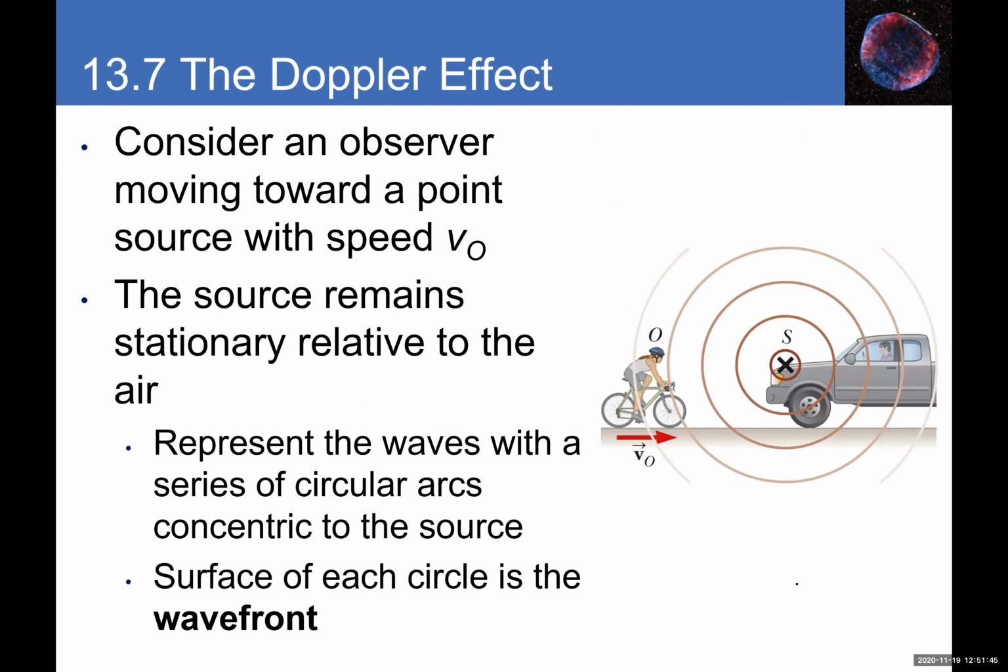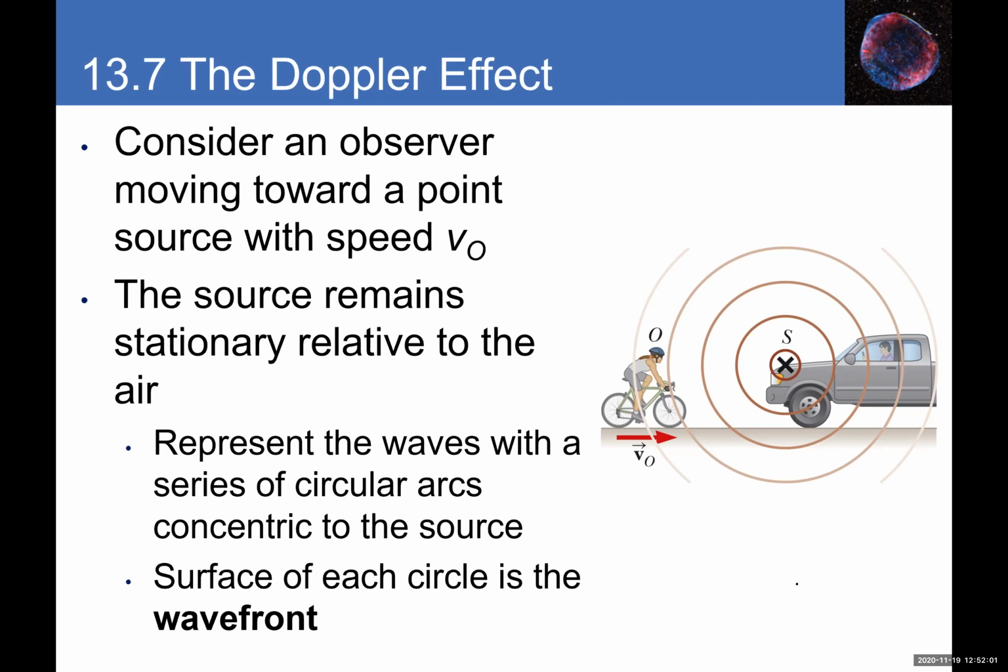All right. So there are two things that basically happen. Let's say in this case you have a source that is at rest, and an observer moving toward the source. Consider an observer moving toward the point source with speed VO, V of the observer.